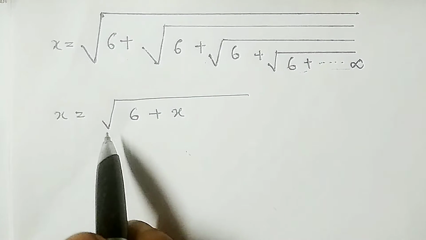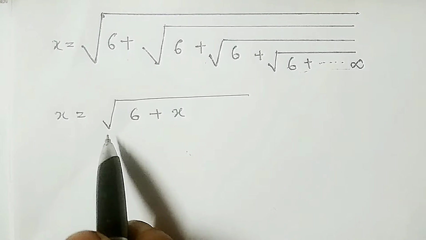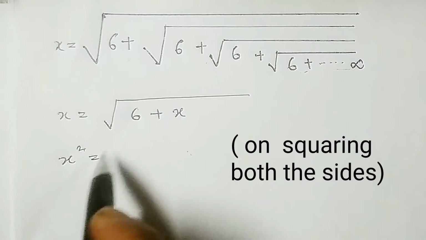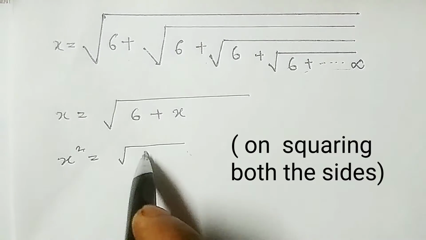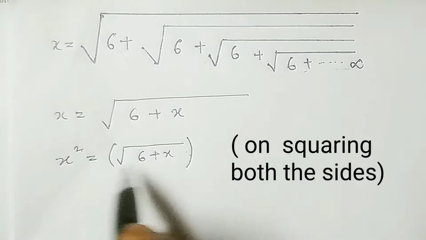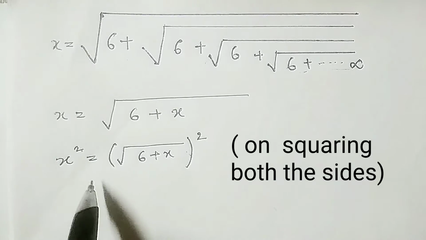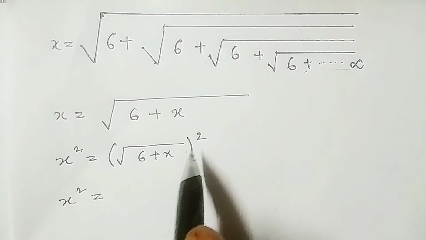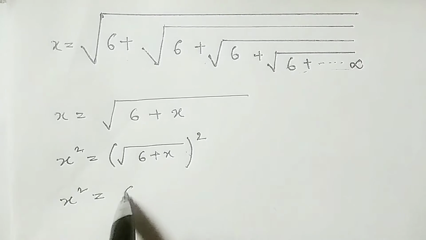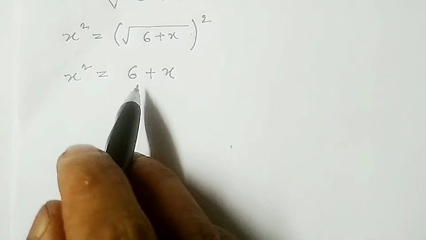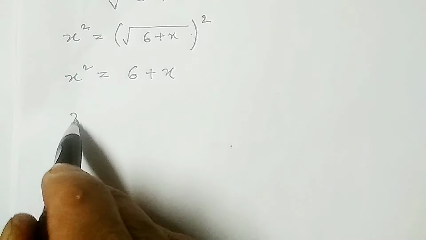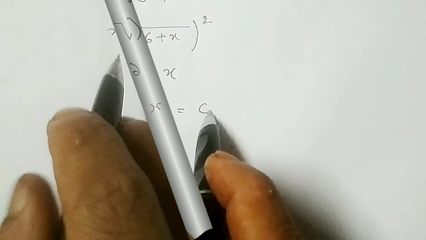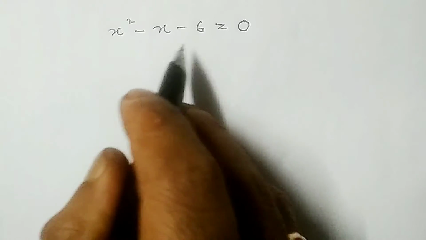Since a square root is involved, to remove it we have to square both sides. If I square both sides, I get x square here, and here it will be root over 6 plus x, whole square. We have just squared both sides. Now x square equals this, and square root and square nullify each other, so we are left with 6 plus x. Transposing these to the other side, we get x square minus x minus 6 equals 0.